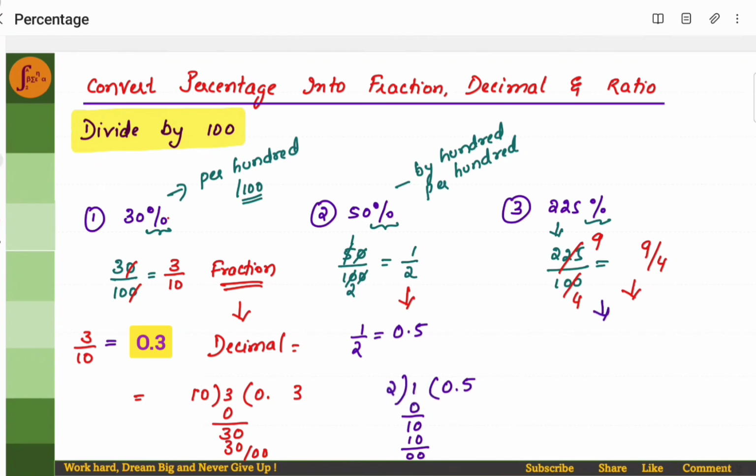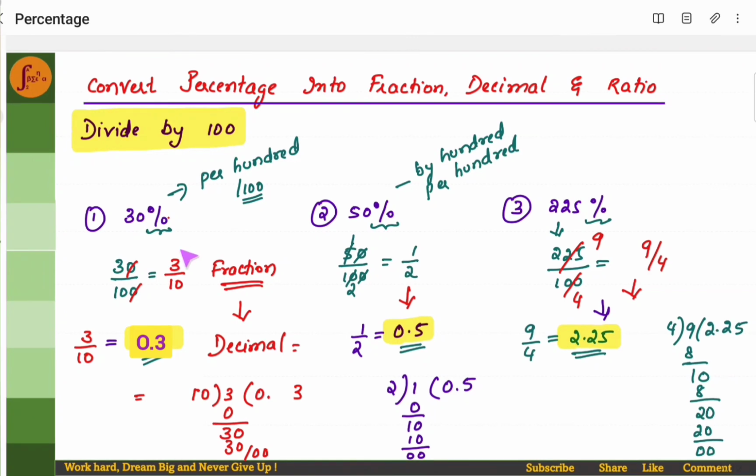So now let's go to the third one. Let me divide 9 by 4. 4 2s are 8, remainder 1. I'll put a decimal point and get a 0 here. 4 2s are 8, 2 remainder. Again, I'll put a 0 here because there's already a decimal. 4 5s are 20. Remainder is 0. So 2.25. So we have converted percentage to decimal.